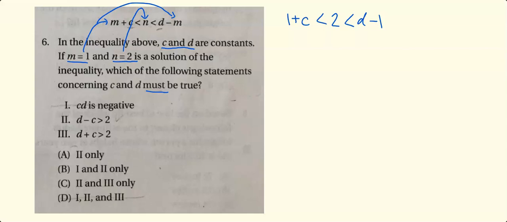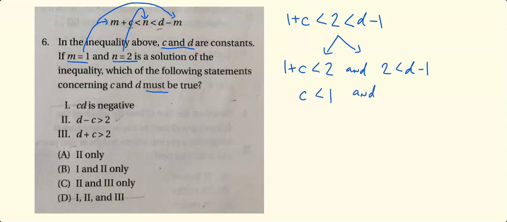So when you have this compound inequality, the best way to solve it is to split it into 2 inequalities. So we take the left-hand side, 1 plus C is less than 2, and 2 is less than D minus 1. So let's solve for C and solve for D. C is going to be less than 1, and at the same time 3 is less than D, which could also be written as D greater than 3. In fact, let's just do that so it won't be confusing.